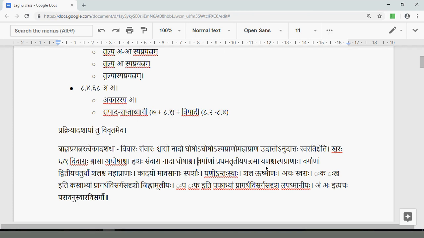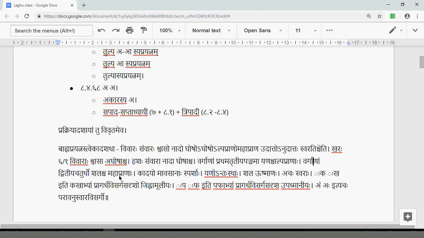Similarly, cha: cha is alpaprana, chha is mahaprana. Cha, ja and nya will be prathama, tritiya and panchama, and so on for each of the vargas. The first, third and fifth are alpaprana. Also yan. In hayavarat, you start from yan. Yan is ya va ra la, what I call semi vowels. Ya ra la va are yan, and there also they are alpapranaha.